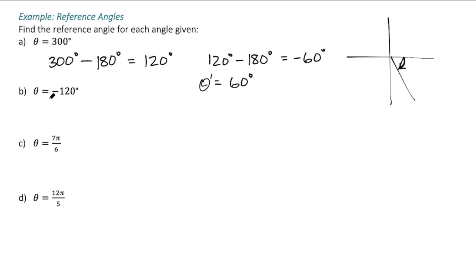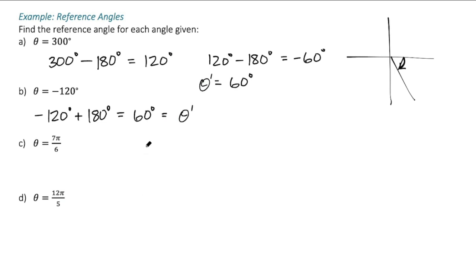For part B, we have theta equals negative 120 degrees. Well, negative 120 degrees, I can move half of a revolution of a circle by adding. I'm trying to get to an acute angle here, something between 0 and 90 degrees. If I add 180 degrees, half of a revolution, that puts me at 60 degrees. Well, 60 degrees is an acute angle, and so that is my reference angle theta prime.